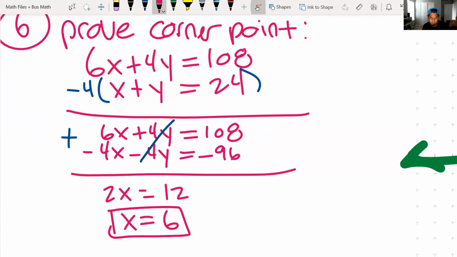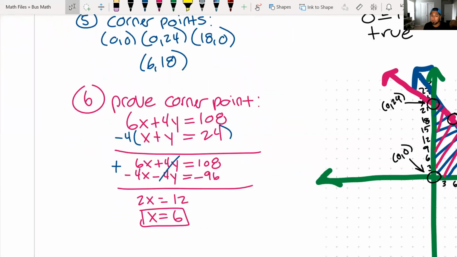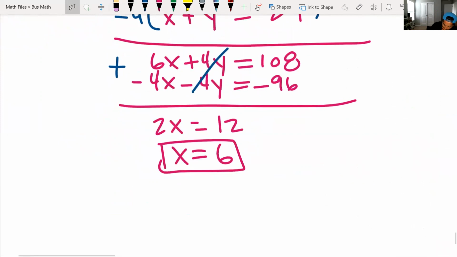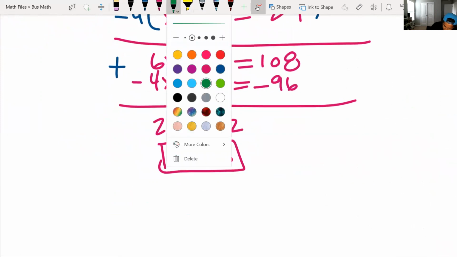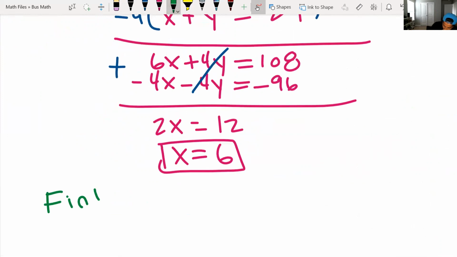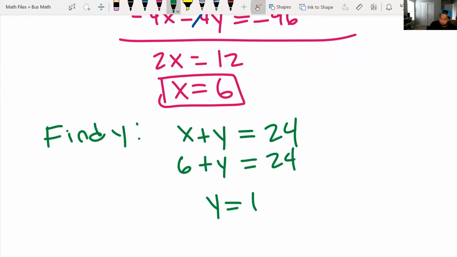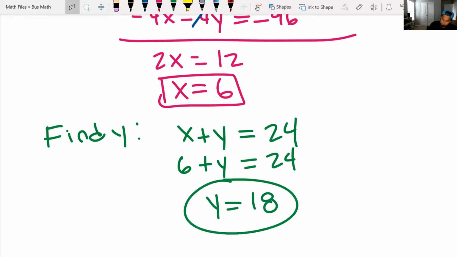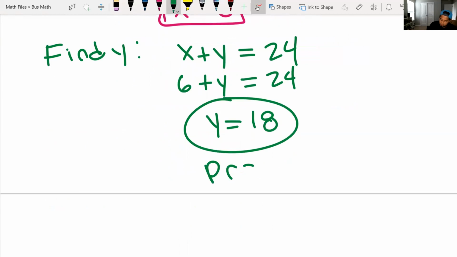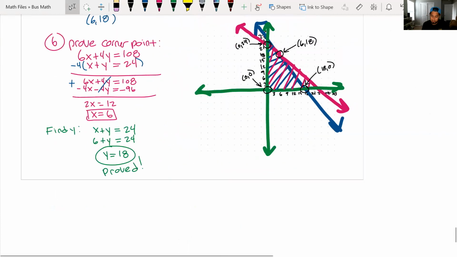Hey, look at that. First part of the point proved. Now we just need to find y. We're going to use the easiest equation up there. x plus y equals 24. Plug in 6. 6 plus y equals 24, and y is definitely going to equal 18. This is definitely proof. Whew, doggy.